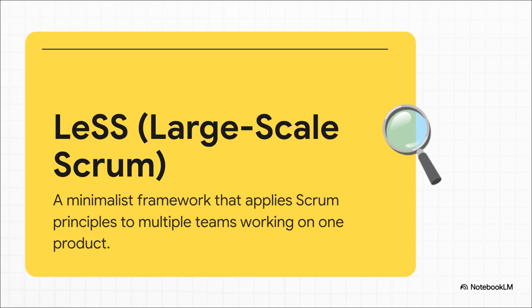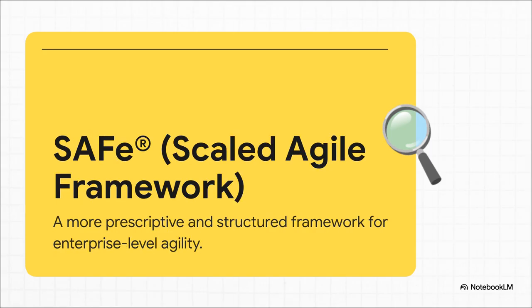Now, if that first approach feels a little basic, you've got LeSS, which stands for Large-Scale Scrum. The whole idea here is minimalism. It tries to scale up the core ideas of Scrum without adding a ton of extra rules or meetings. The big focus is on getting all those teams to work from one single product backlog. And then you've got the heavyweight champion of scaling, SAFe. Look, when you've got hundreds of people, tons of departments, all trying to work together, you might need something more. SAFe gives you a really detailed, structured blueprint for how to get an entire massive company to be more agile.